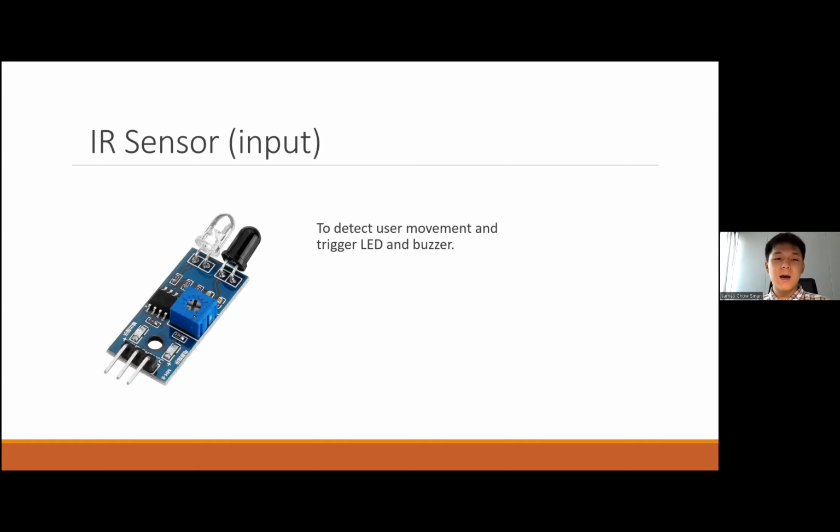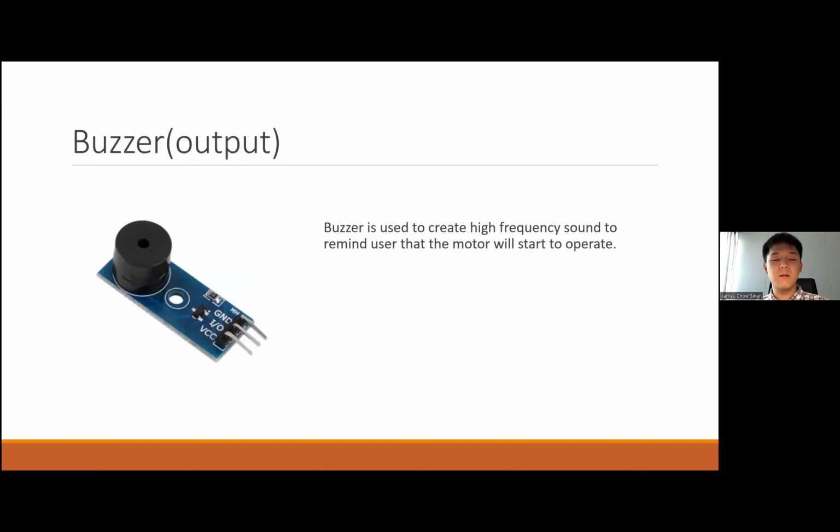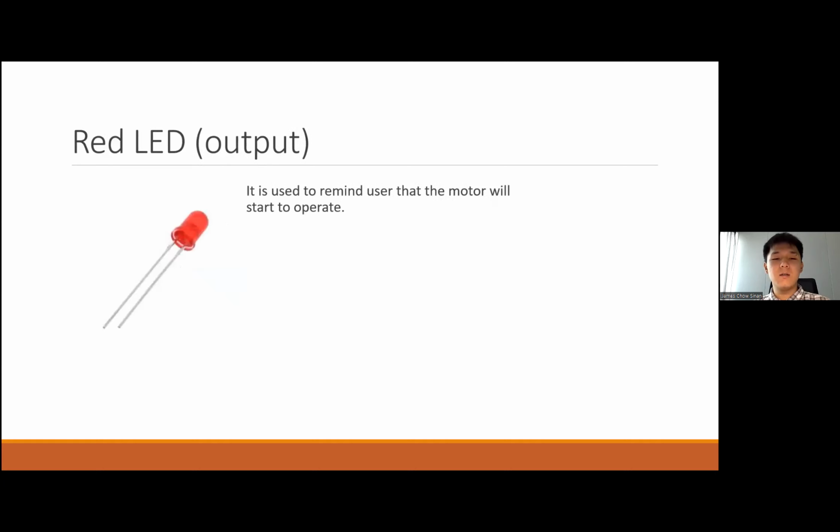My input is IR sensor. The purpose is to detect user movement and trigger LED and buzzer. Buzzer is one of my outputs. Buzzer uses a pretty high frequency sound to remind user that the motor will start to operate. LED is my another output. It is used to remind user that the motor will start to operate.